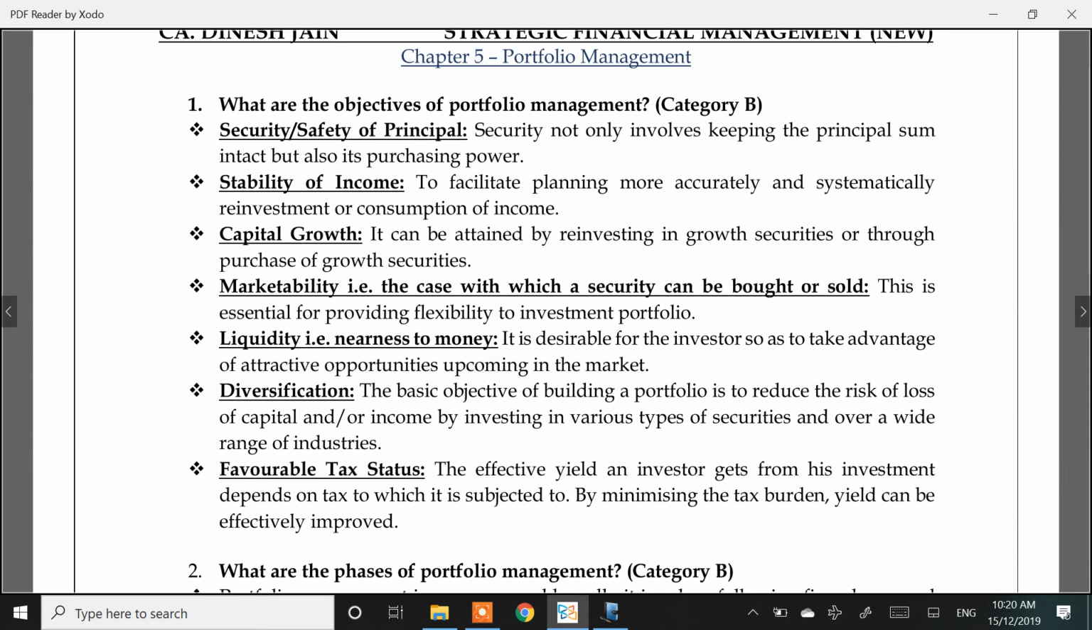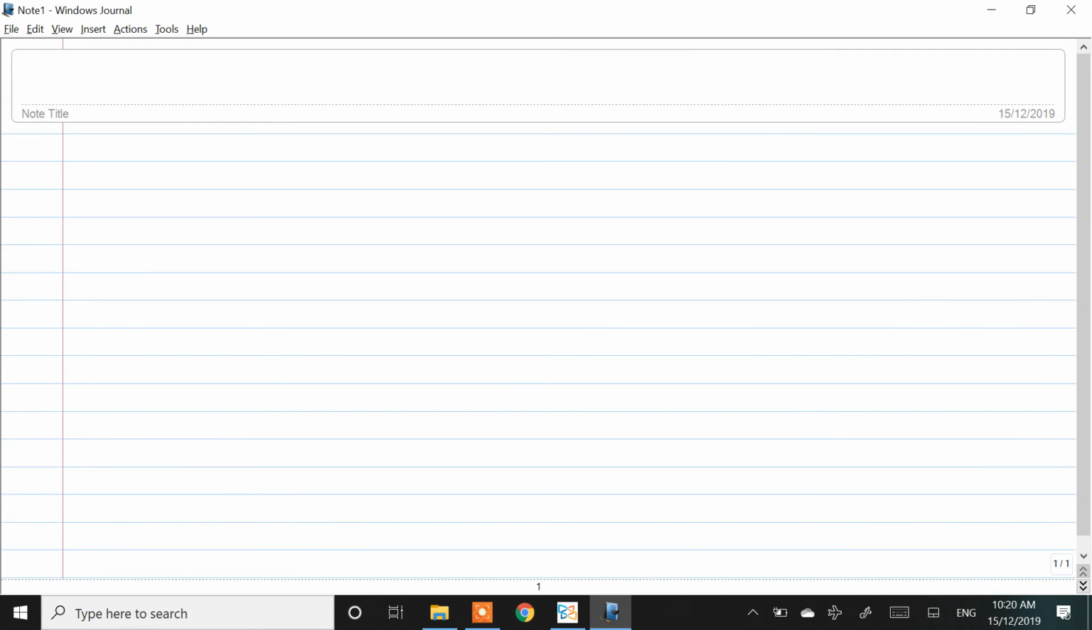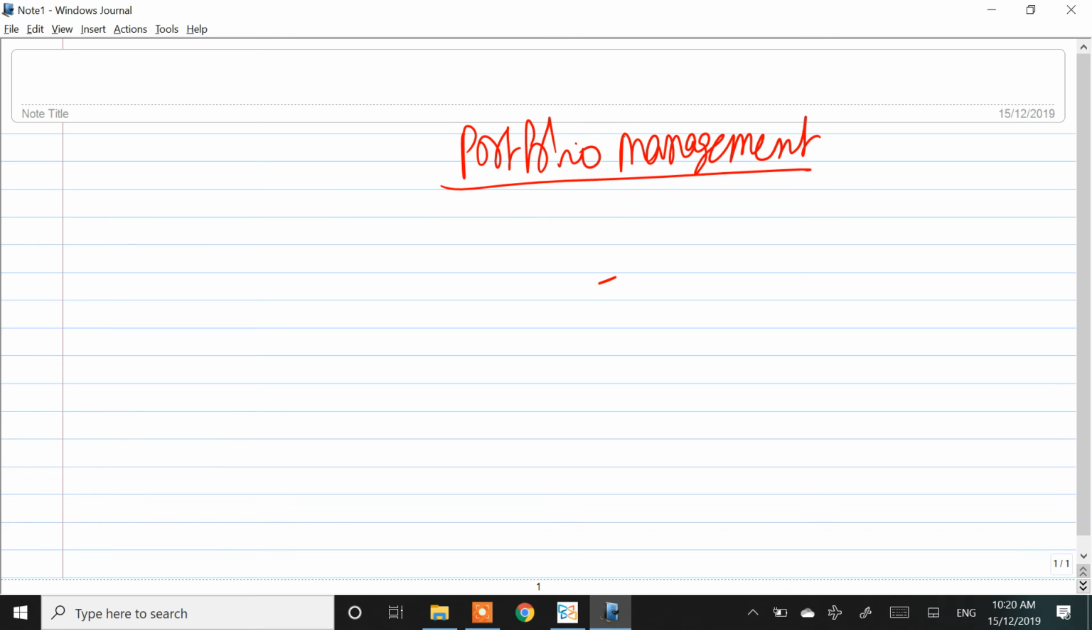Okay, let's now start with chapter 5 on portfolio management. So what are the objectives of portfolio management? Portfolio management is basically maintaining a various mix of securities in order to earn a desired return. And my portfolio doesn't mean it has to include only equity shares. It can be a combination of debt, equity. It can be preference also being brought in. Some risk-free securities can also be brought in.